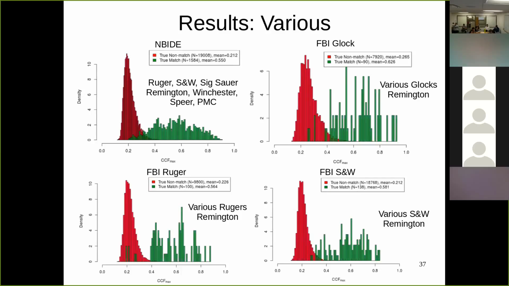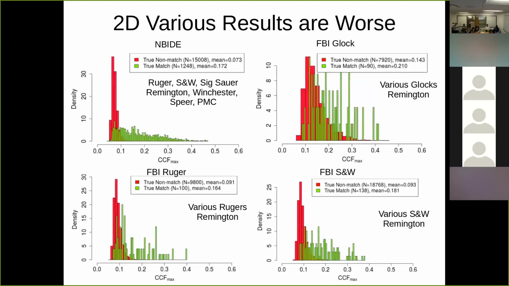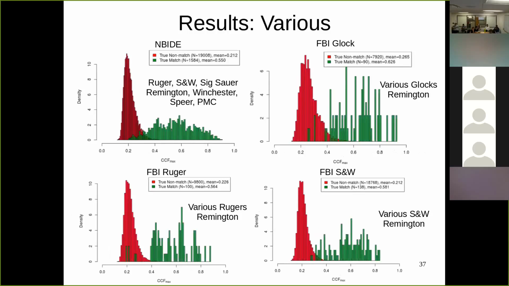So in this 2D plot, a lot of the Glocks had very poor selection of the breech face marks, and since we did it manually for 3D, that could be one reason why this plot looks so much better. But for the rest of the studies, the automatic selection of the breech face marks actually worked well on 2D. So that's not why we get these much better results for 3D.